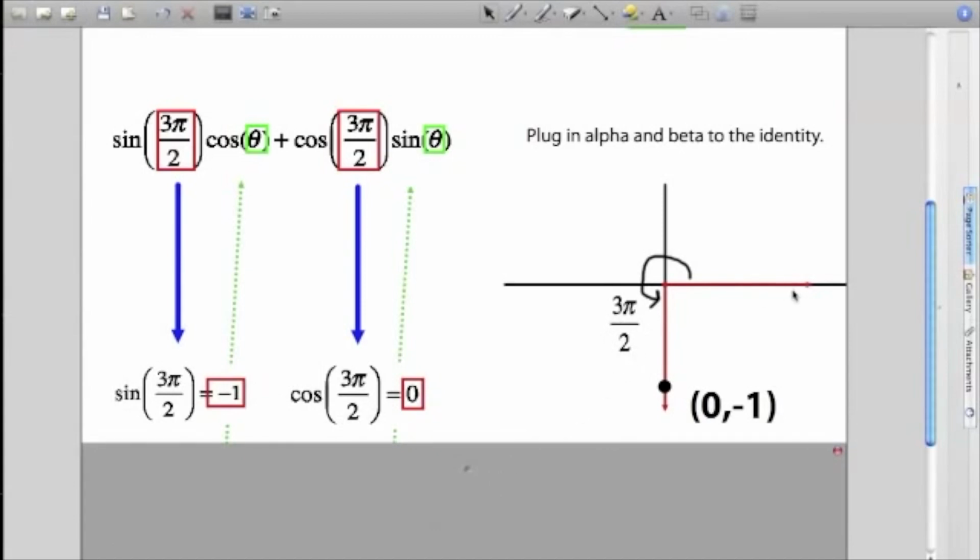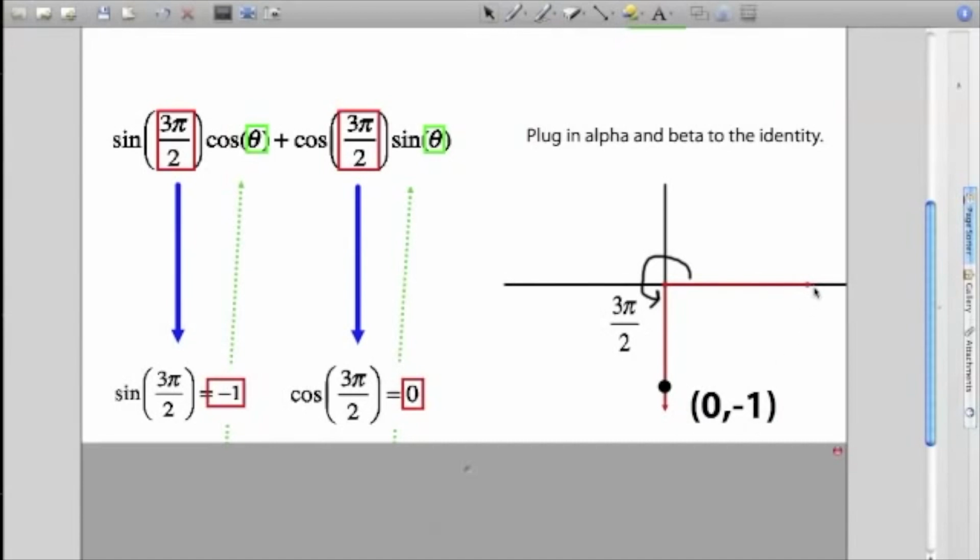Positive 3 pi over 2 is right here. If you start your angle on the original x-axis and go all the way around, if you convert that to degrees, that would be 270 degrees. On the unit circle, it has a coordinate of (0, -1). Now, if you remember, this is called a quadrantal angle because it lands right on one of the axes. And the only way we can really do this one is by remembering the coordinate. The good part about this is that the coordinates for each of the quadrantal angles are combinations of 0, 1 or -1.